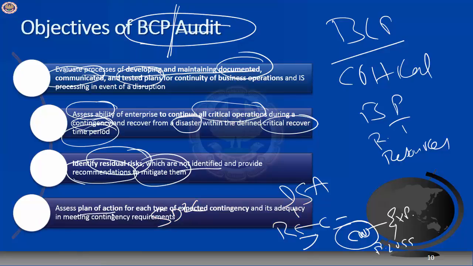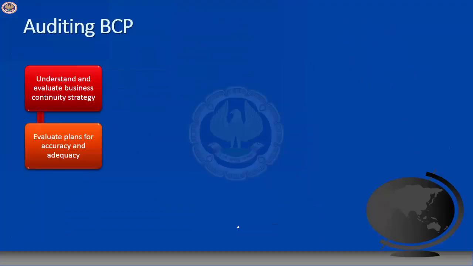Now you prepare the plan of action for each type of expected contingency and check whether it actually meets the requirements. How do you audit a BCP? Let's look at quickly the steps which could be followed.